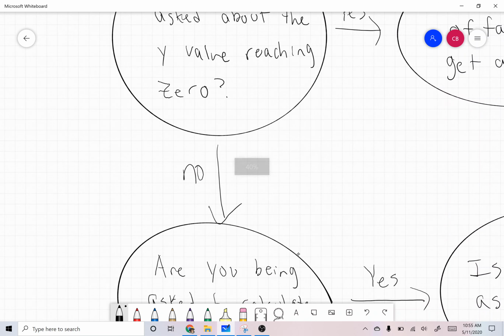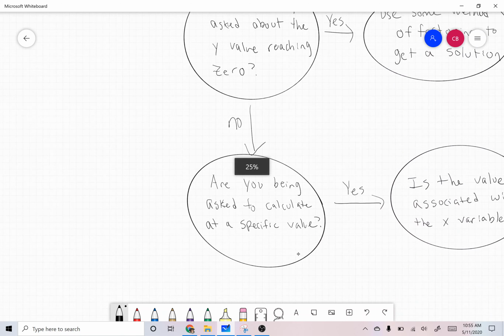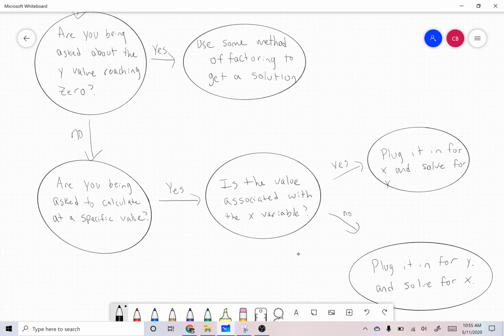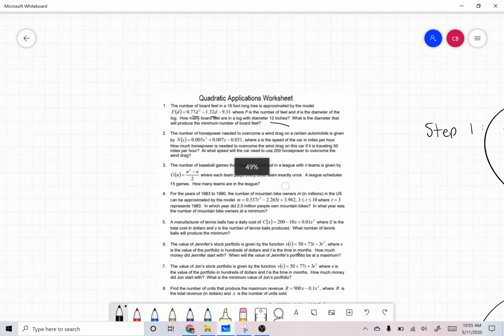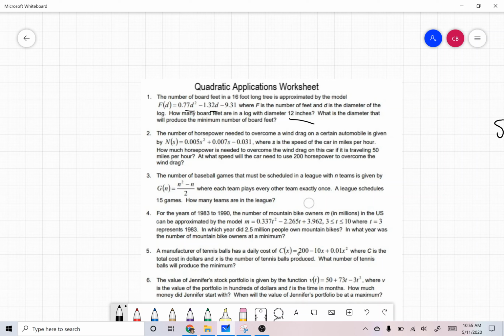So what you would do is you would plug it in for x and then solve for y. So if you wanted to do that, just plug that in for x, 12 into d, and then just use a calculator to get that. You will want to use a calculator for this.